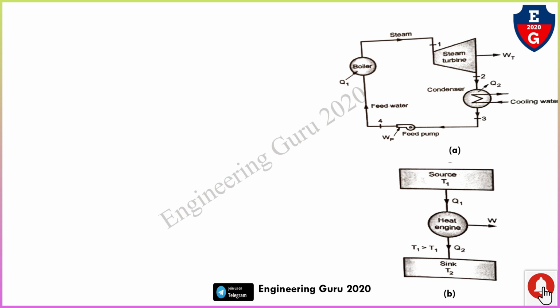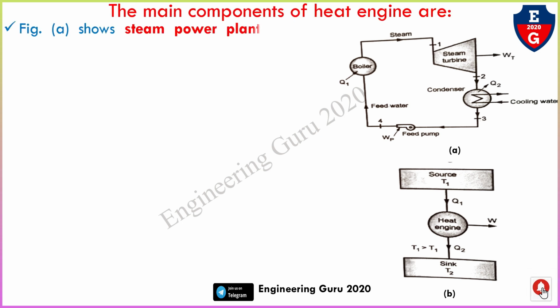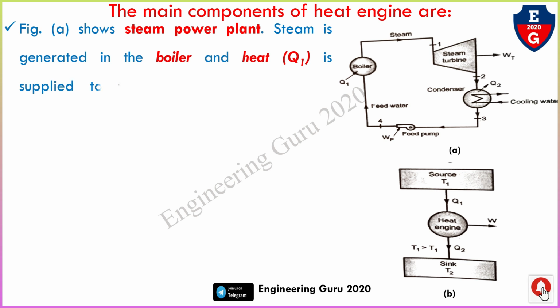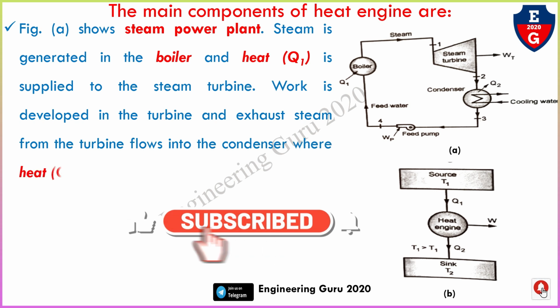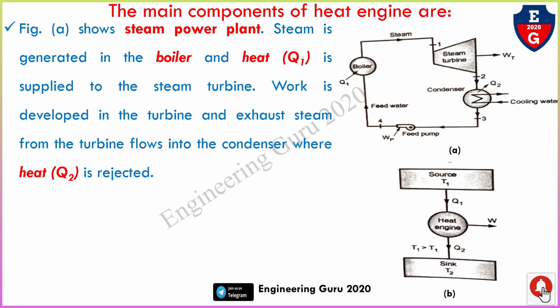Now understand the schematic diagram of the steam power plant. Figure A shows the schematic diagram of the steam power plant. Steam is generated in the boiler and heat Q1. First understand the boiler, this is the main part, then the steam turbine, this is called the condenser, and this is the feed pump. So this schematic diagram will follow these directions.